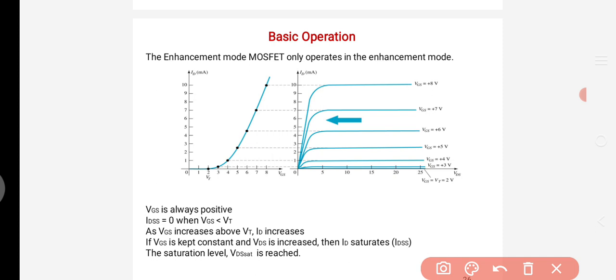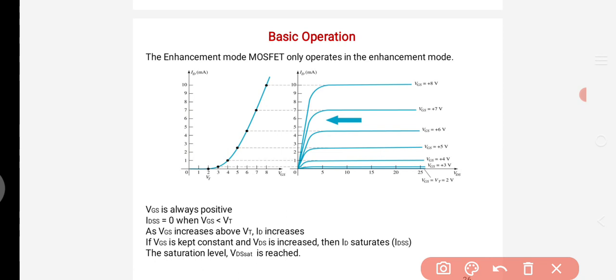So when VGS is less than VT, suppose this is our VGS axis and this is ID. When VGS is less than VT, that means in this region, ID is equal to 0. As VGS increases above the threshold value, the ID value will increase. If VGS is kept constant and VDS is increased, then ID saturates. The saturation level, VD saturation, is reached. So here we go for the transfer characteristics of this enhancement mode MOSFET.